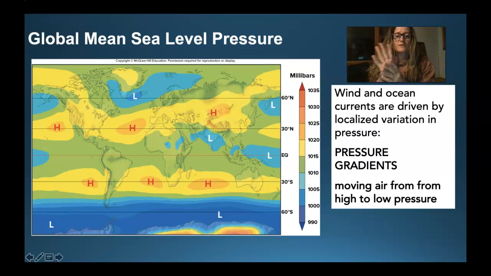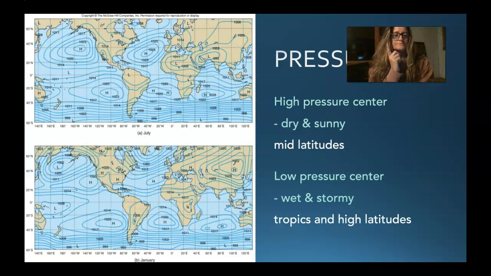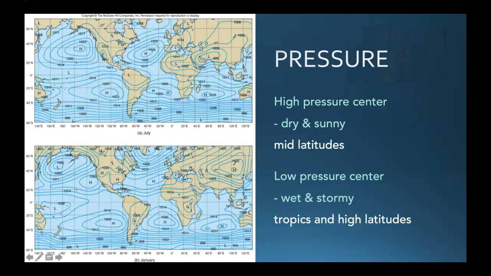Okay, so this is a map that is indicating pressure. The yellows and oranges and reds are high pressure, and the cooler blue colors are low pressure. So think about which way the wind would blow. Right, from high pressure, those H's, to the L's, to the low pressure. So we have what's called pressure gradients, and that is that movement of air from high to low, and that is wind.